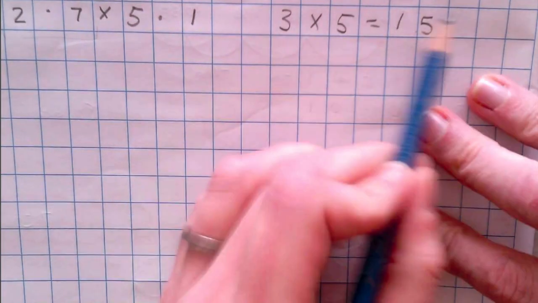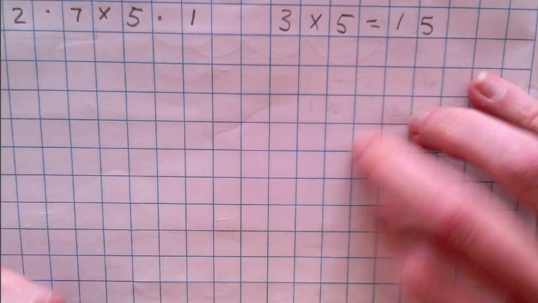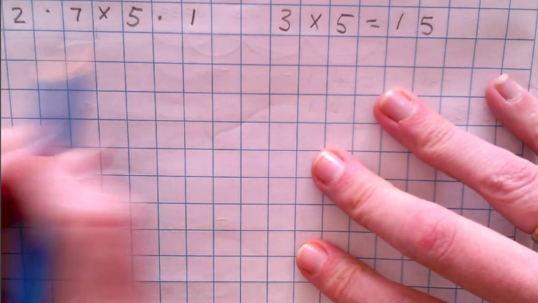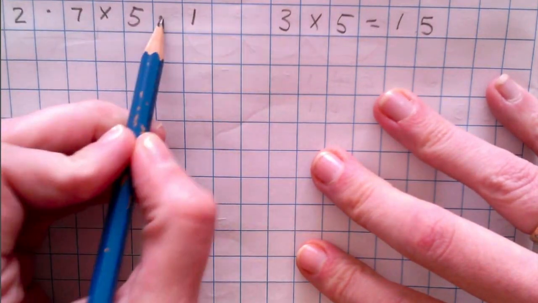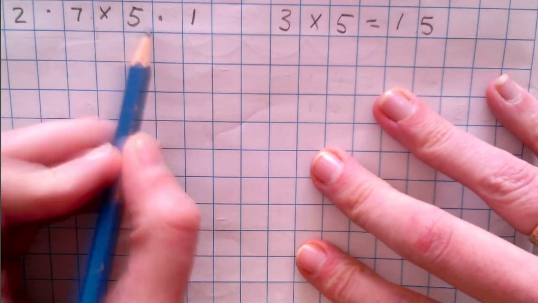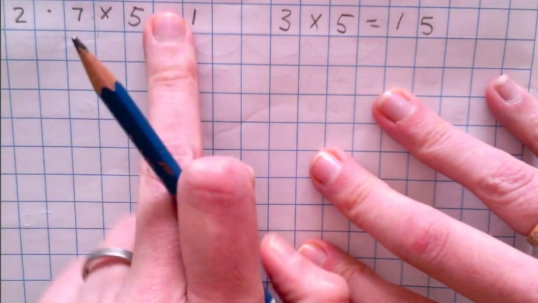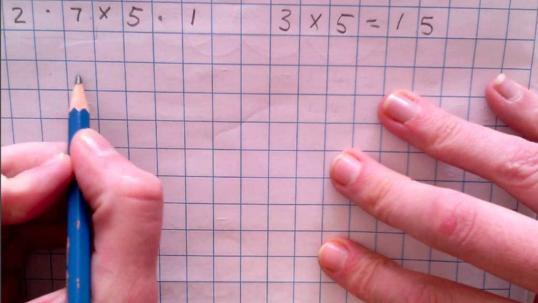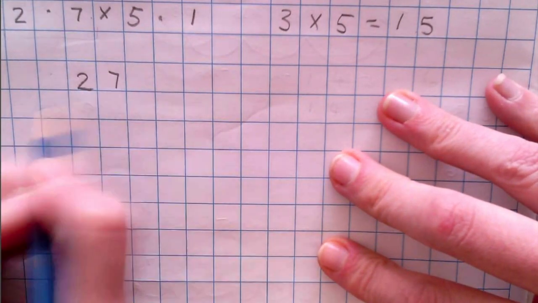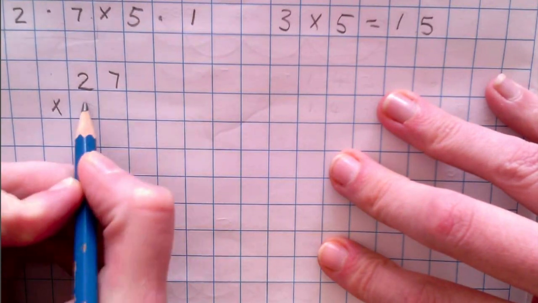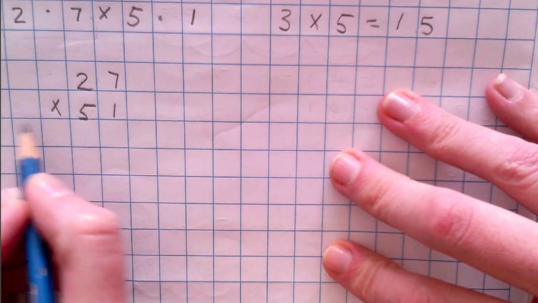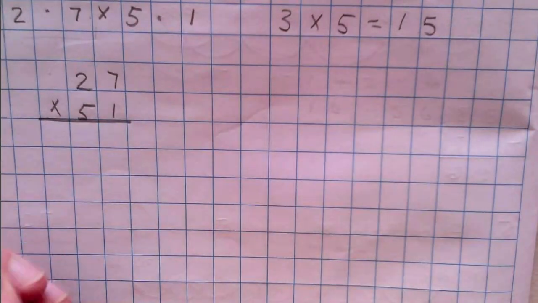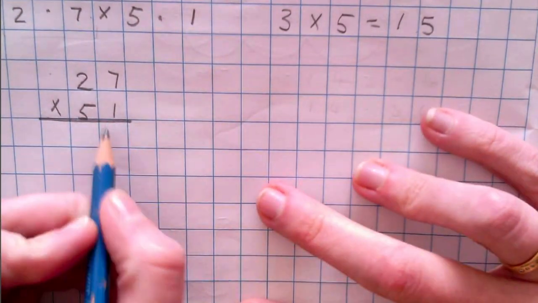All right, so now that we've done our estimate, the next thing we're going to do is multiply this out. So I'm going to write my multiplication without using the decimal points. So it's going to be 27 multiplied by 51 because that's what I would have if I removed these decimal points. So let's go 27 multiplied by 51.